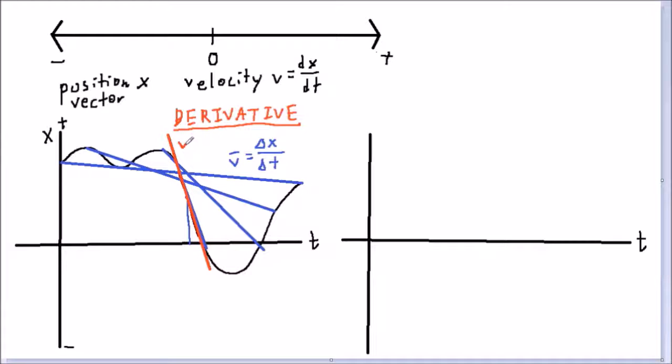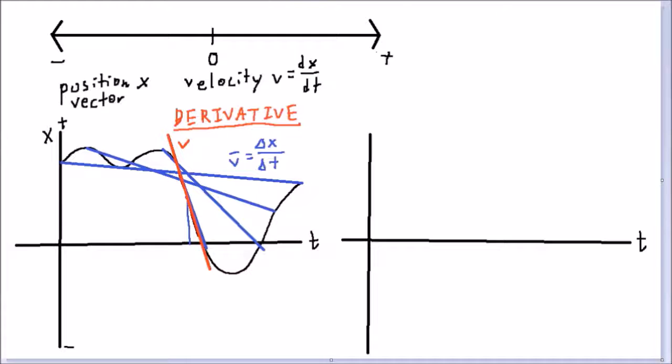So this is an important concept. The derivative is simply the slope of the function that has x over t right here. So our velocity is dx over dt. That means the derivative is just going to be the slope of the tangent line to the function at that one given point. So that's an important concept.